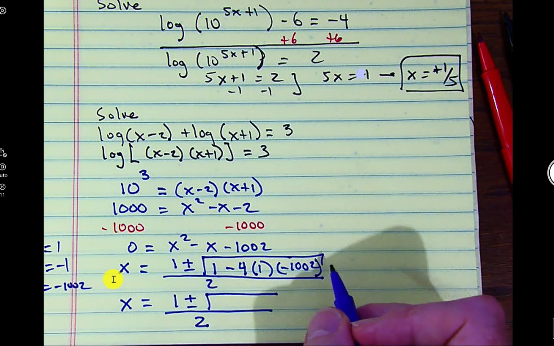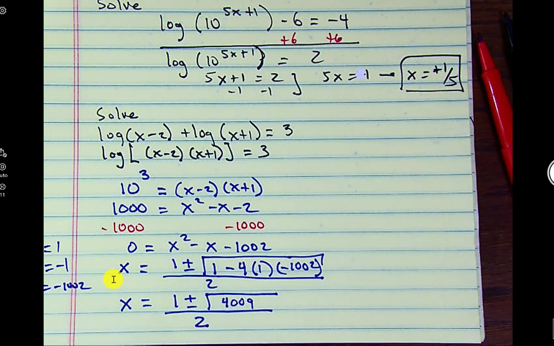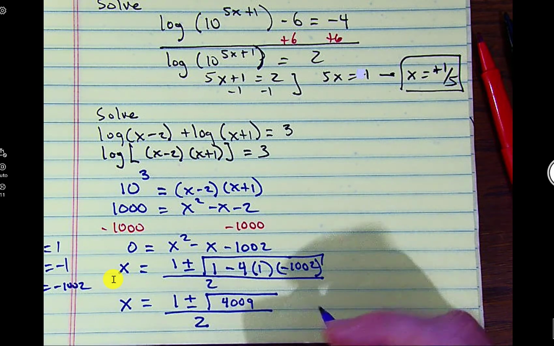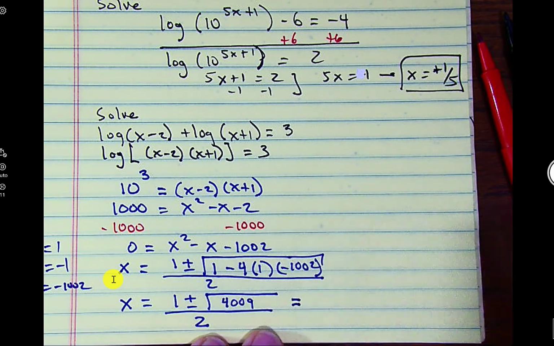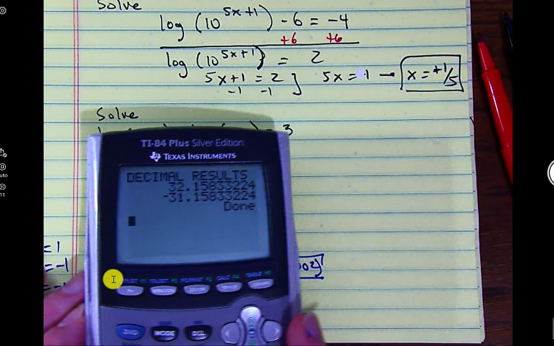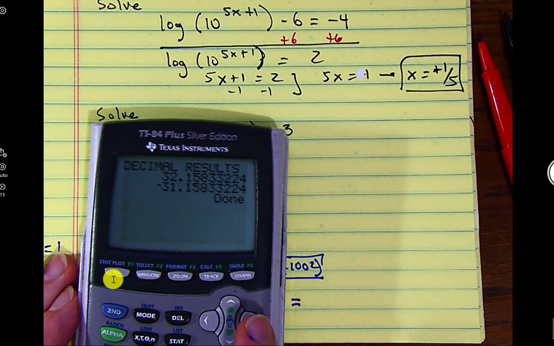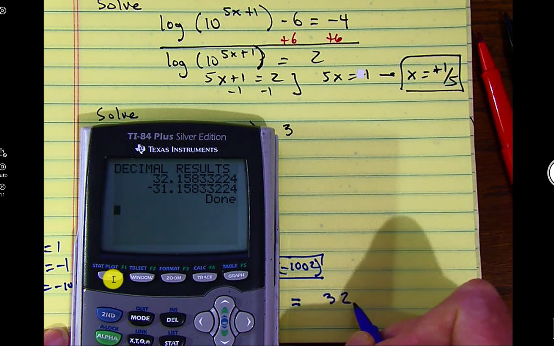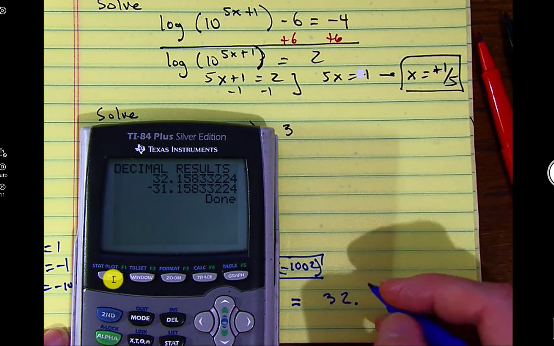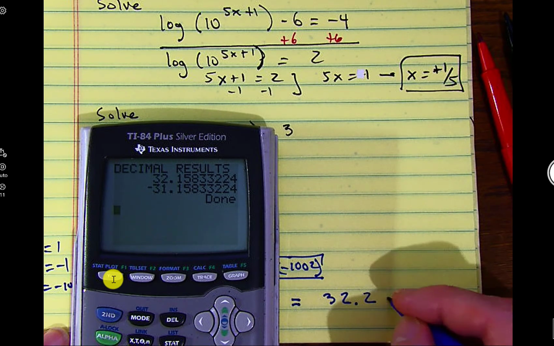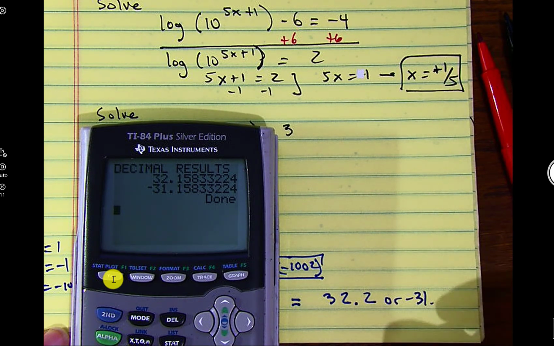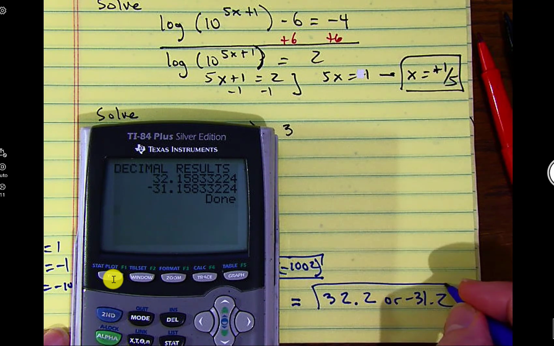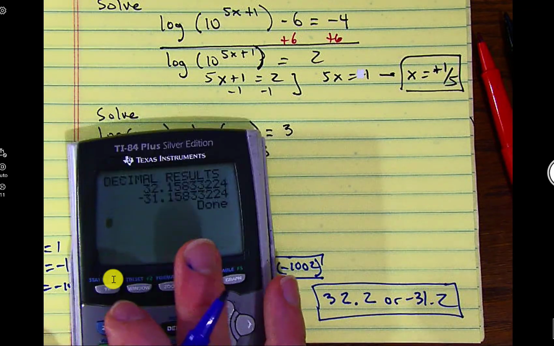Let's get this calculation figured out. Okay, so you can see I filled it in. That's going to be 4,008 positive plus 1 more is 4,009. And then we're going to have to do the rest of that with the calculator. And you can see I already got those values here. I got two numbers. 32 point, let's round it off to 1 decimal. 32.2 or -31.2. And we were able to solve this equation.